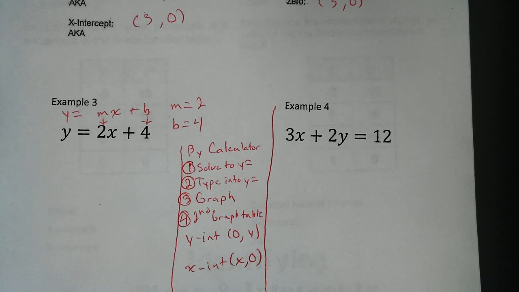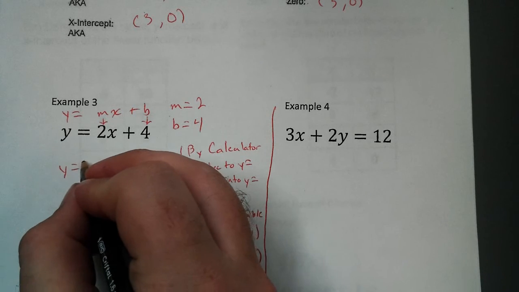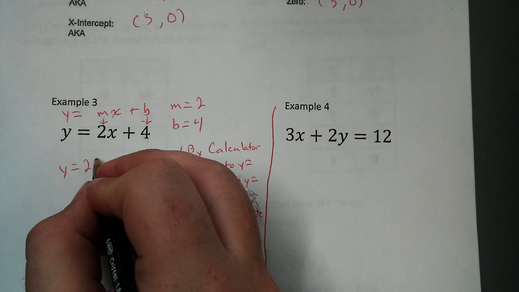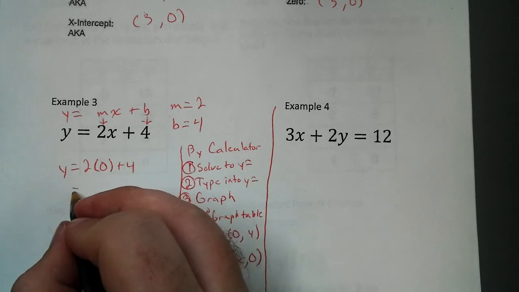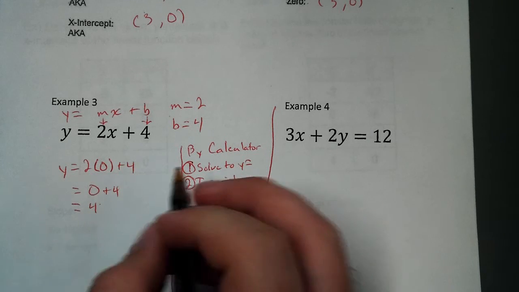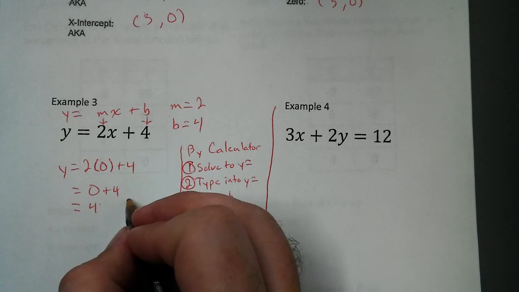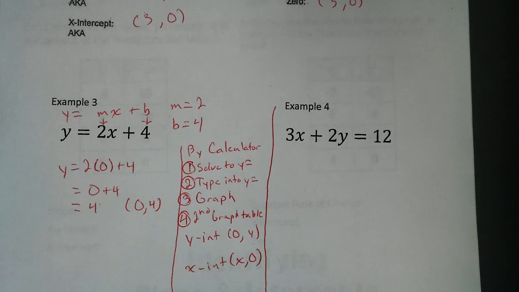Now to do this by hand, here's what you're going to have to do. For your y-intercept, you're going to plug in 0 for x. So y equals 2 times 0 plus 4. Well, 2 times 0 is 0. 0 plus 4 is just 4. So our y-intercept is at 0, 4. That's good because we have that in our problem.